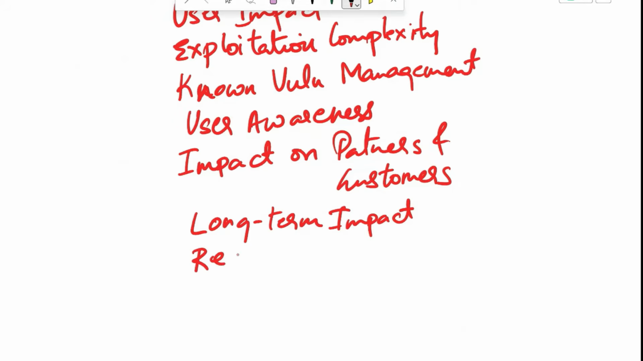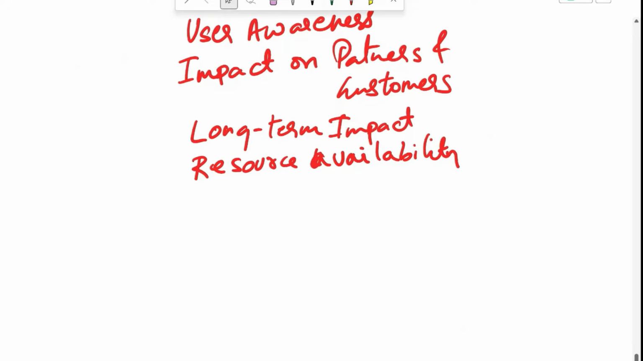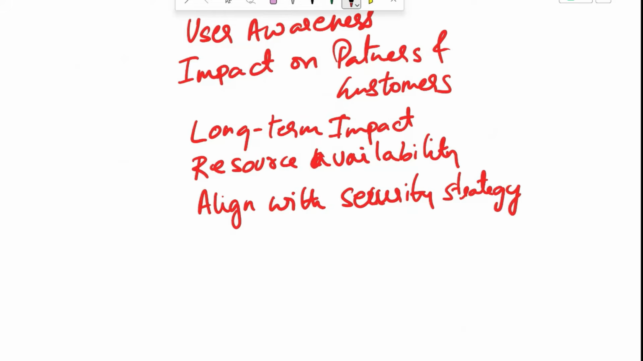Then evaluate the availability of resources required for mitigation. Prioritize vulnerabilities for which resources are readily available or can be allocated efficiently. Then prioritize vulnerabilities that align with the organization's overarching security strategy. You can also consider the vulnerabilities that align with the risk management approach.